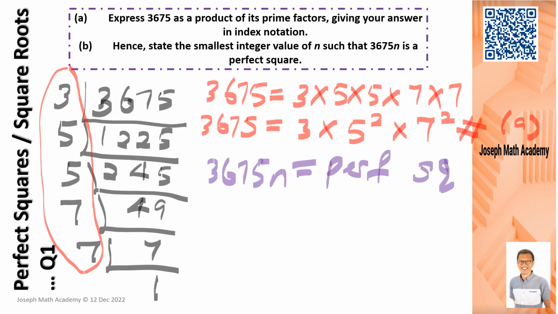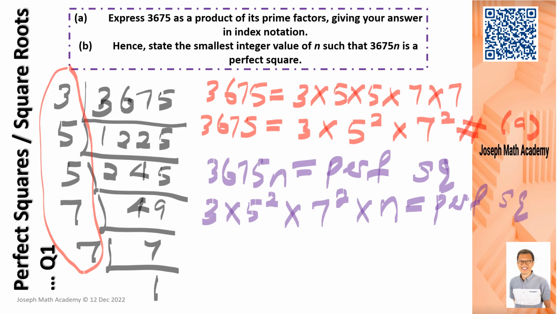Let me rewrite it nicely using index notation. Apologies, I forgot the 7. Like that. So if I multiply it by n, I get a perfect square. Remember, 3,675n is an algebraic expression and n is an unknown value. So when you multiply n to the product of the prime factors, we get a perfect square.